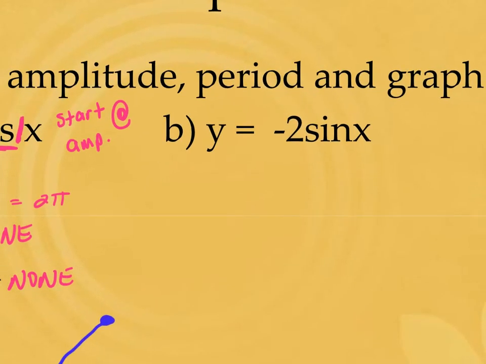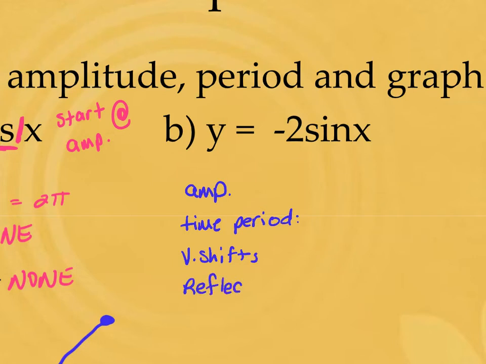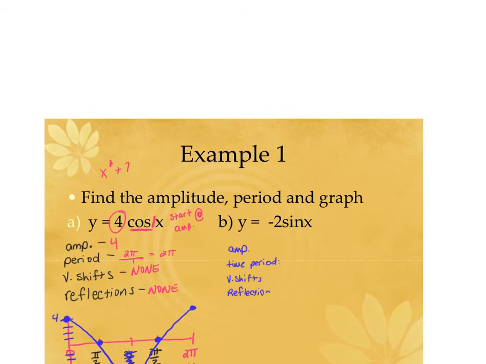Okay, we can tell ourselves a lot of stuff here. Let's talk about the amplitude. Let's talk about the time period. If there's vertical shifts, reflection. That's it, right?